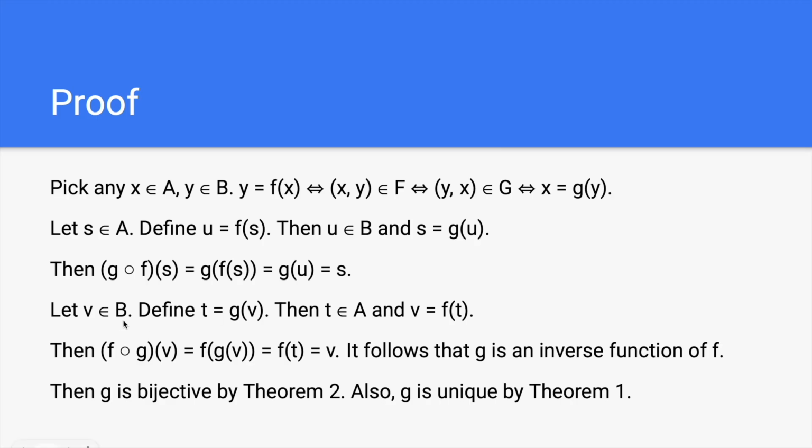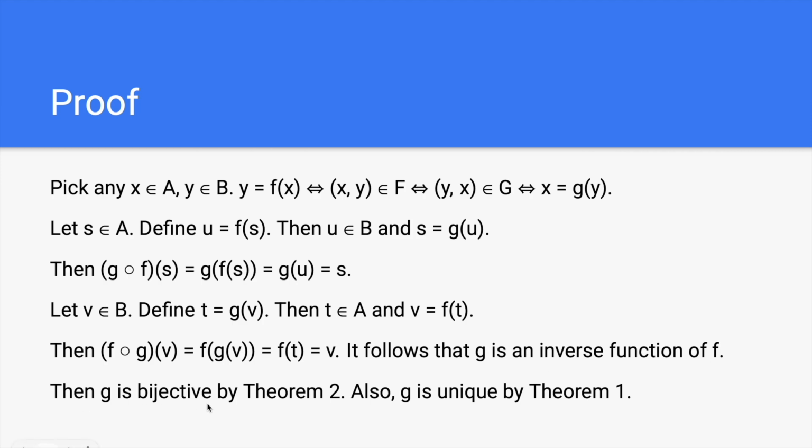Let v belong to B. Define t equal to g of v. Then t belongs to A and v equals f of t. Then f compose g of v is equal to f of t is equal to v. It follows that g is the inverse function of f.